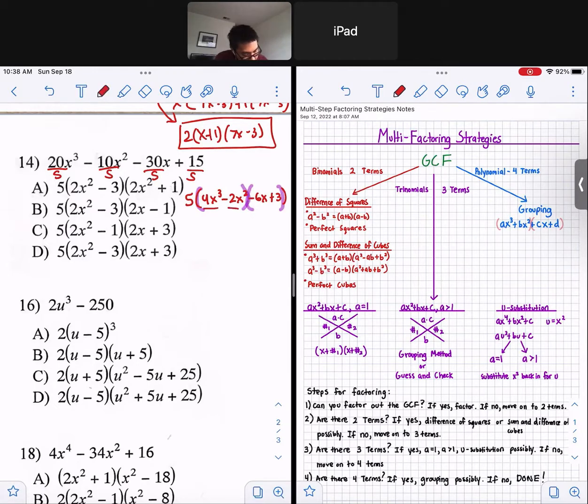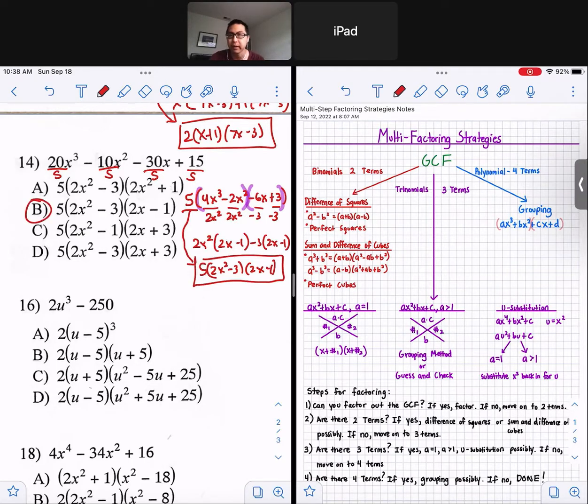From the first grouping, we can factor out a 2x squared. From the second grouping, we gotta factor out a negative 3. Negative because there's a negative in the front. So 2x squared out of 2x minus 1, negative 3, 2x minus 1. 2x squared minus 3, 2x minus 1, and please don't forget the 5 that we factored out in the beginning. So this one's going to be b. That one's going to be b.